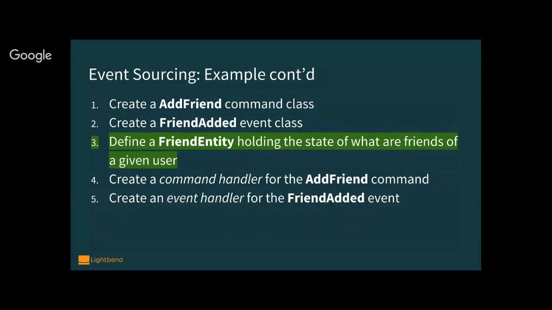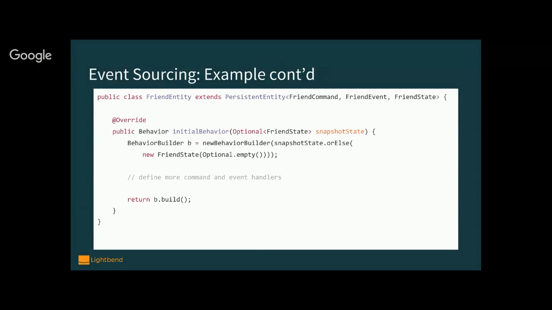So here we have our entity, and you can see the types of commands and events that it handles. And it also has a friend state, and its initial behavior essentially is going to be empty. So the state, when this entity first gets initialized, is obviously going to be empty. It's new.